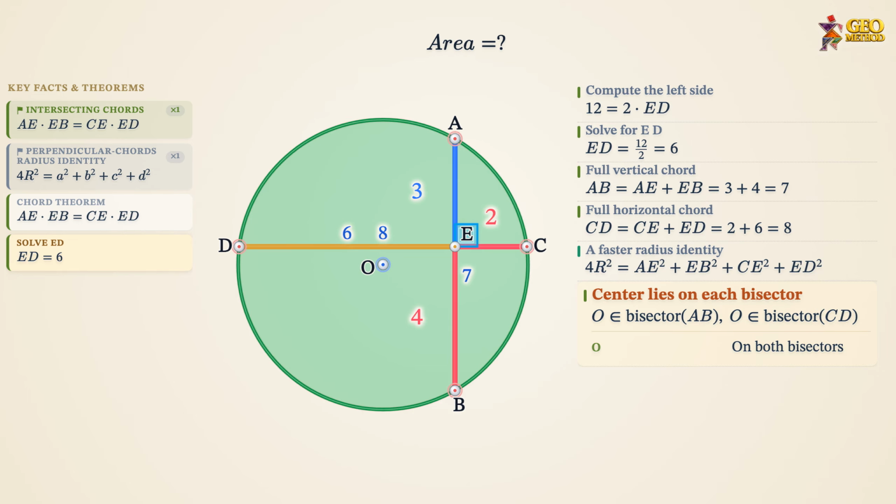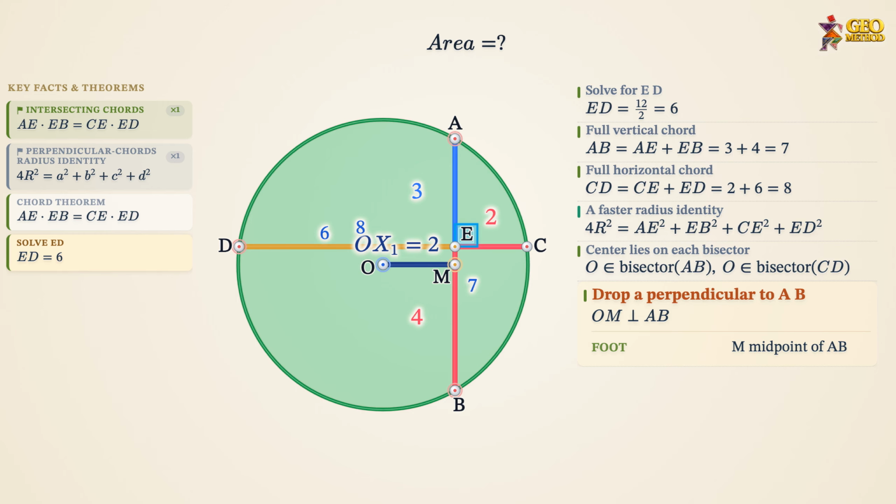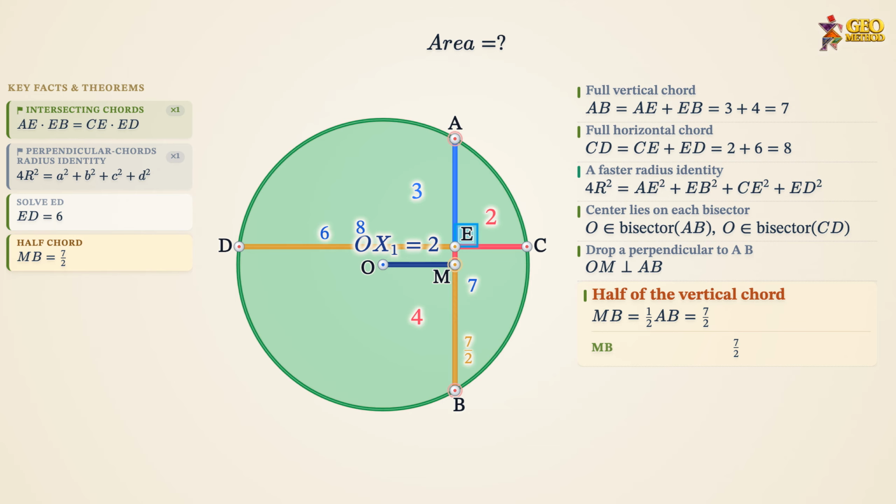Now we build. Drop a perpendicular from the center O straight to the left onto the vertical chord AB and mark its foot M. The little square at M shows this meeting is a right angle, and M is the midpoint of segment AB. Trace the segment from M across to B. Since M is the midpoint of a chord of length 7, the piece from M to B is half of 7, which is 7 over 2.